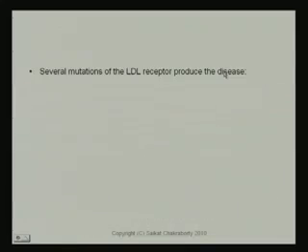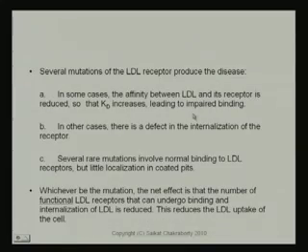So, these are the three major mutations that can happen. One is the affinity, second is the defect in internalization, and third is that the coated pit itself is forming all right, but the localization is not happening all right. Now, why do you think that the localization of these receptor-ligands to the coated pit might be hindered?